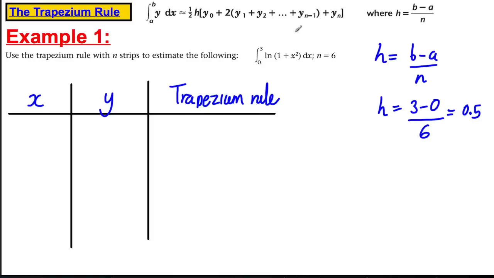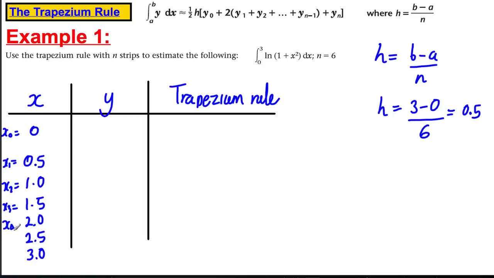Okay, so our first x value is 0, and then we're going up in half, so the next one's 0.5, the next one's 1.0, the next one's 1.5, 2.0, 2.5, and 3.0. Okay? And I'm going to call this x0, x1, x2, x3, x4, x5 and x6.